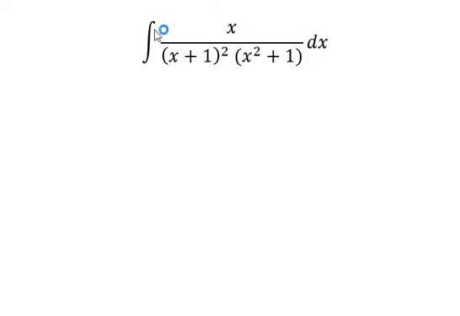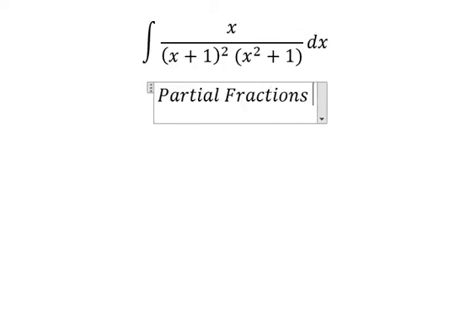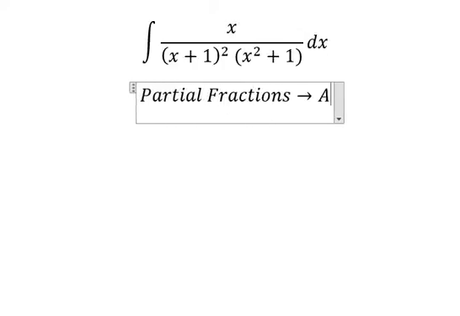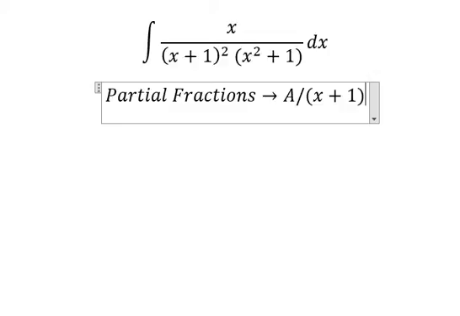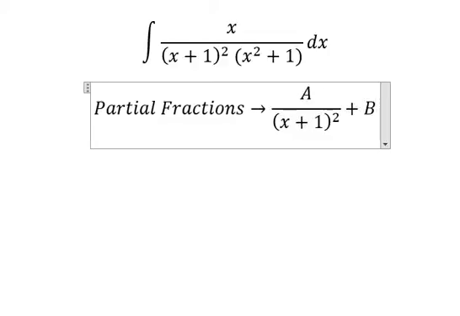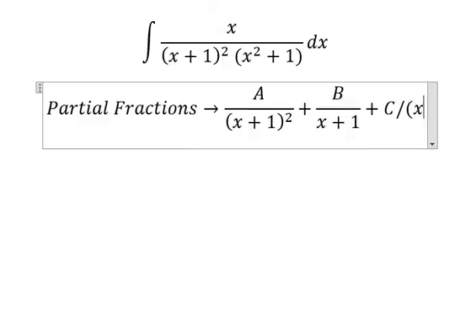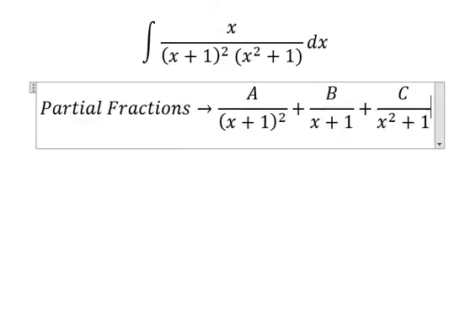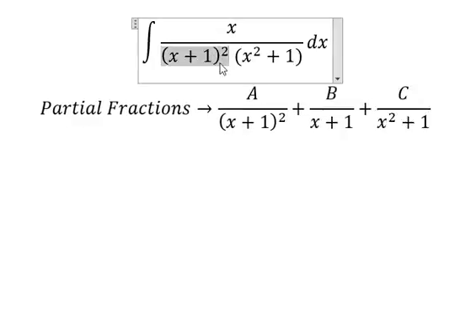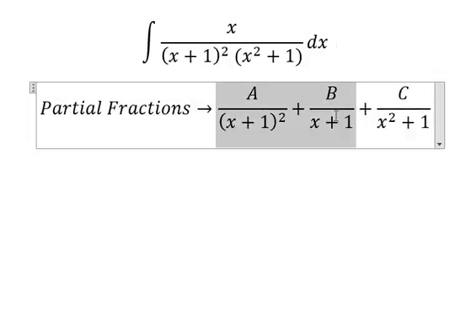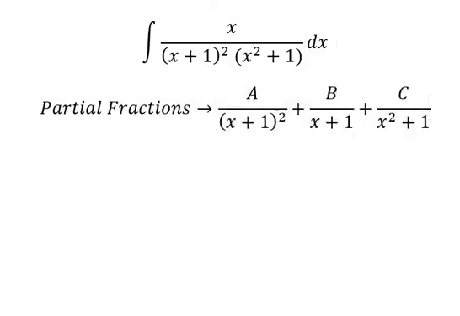The topic today is about integration. So now I will show you how to answer. We can use partial fractions. So I will put capital A over (x plus 1) to the power of 2, capital B over x plus 1, and capital C over x squared plus 1. Because we have the power 2, we need to have two fractions in here.